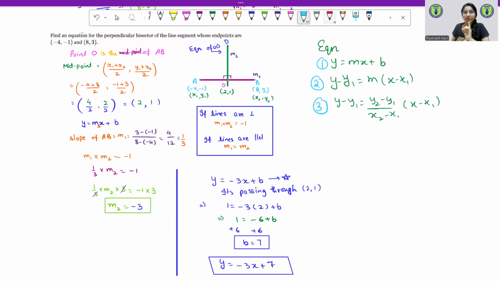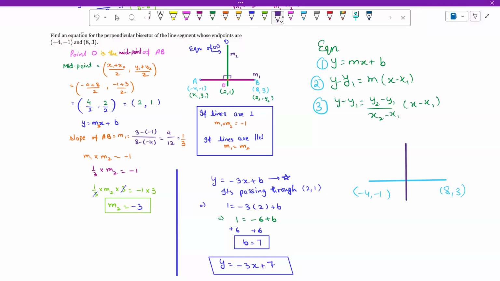Find the equation. They are saying for the perpendicular bisector. So one line which is perpendicular and which is bisecting, dividing into two, and it is also making a 90 degree angle on the base of the line segment whose endpoints are this. So there was one line whose endpoints are given to us, and they were telling us to find out the equation of the line which is this. This line's equation is what we want to find out.